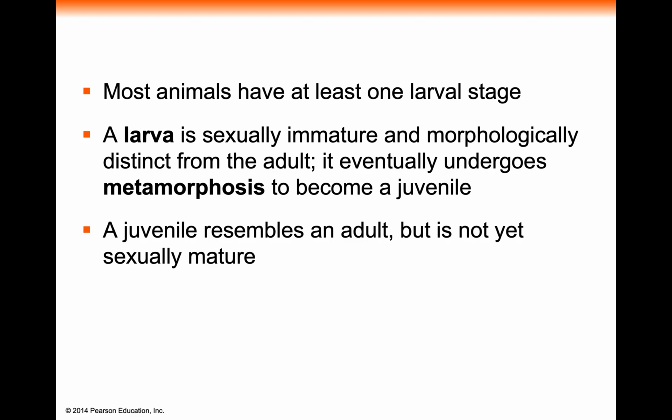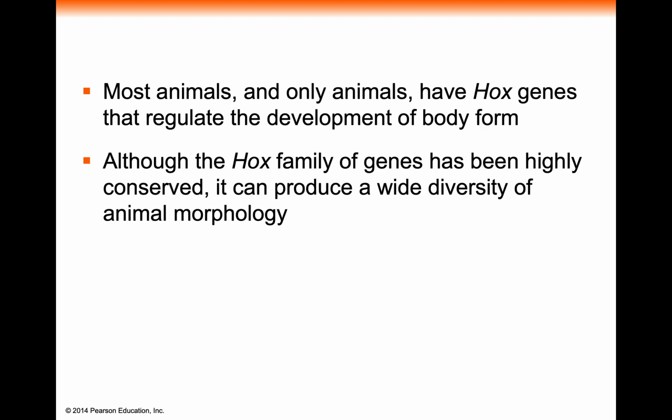A juvenile resembles an adult, but it's not quite yet sexually mature. So think of your preteen years, when you were around 8 to 10, starting to resemble an adult, and then even more so between 10 and 13, and then in your adolescence, you're becoming sexually mature and basically young adults.